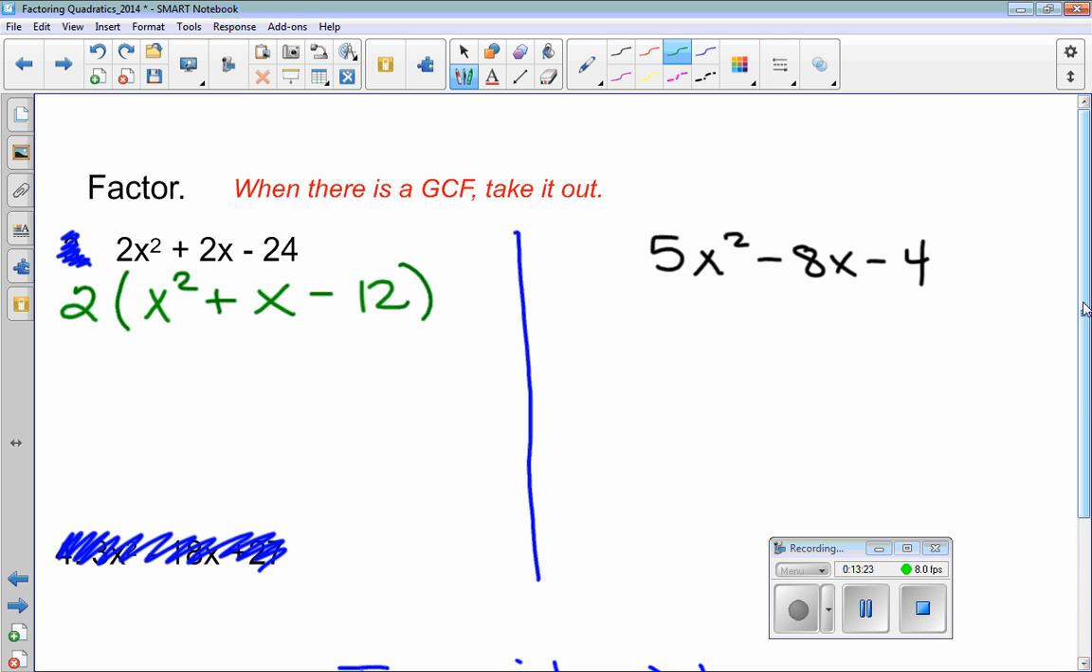I noticed that 2 goes into all of those things. So I wrote it outside the parentheses. And then I basically divided each of those numbers by 2. 2 divided by 2 is 1. I could write a 1 there if I wanted to, but I don't have to. 2 divided by 2 is 1. Again, I could write it there if I wanted to. 24 divided by 2 is 12. Okay? I factored it out. I had to take a 2 out of all 3 pieces, not just the first one. I factored out of all of them.